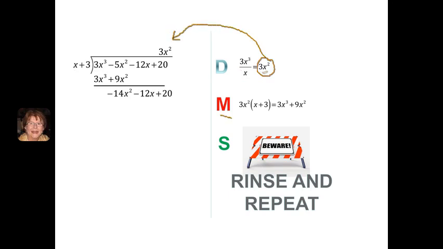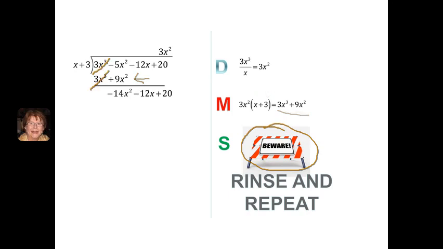What am I going to multiply? I'm going to multiply the result by the divisor. 3x squared times x plus 3. 3x squared times x is 3x cubed, and 3x squared times 3 is 9x squared. Where do I place this? I place this in the dividend, and I subtract. I'm careful when I subtract. 3x cubed minus 3x cubed is 0.